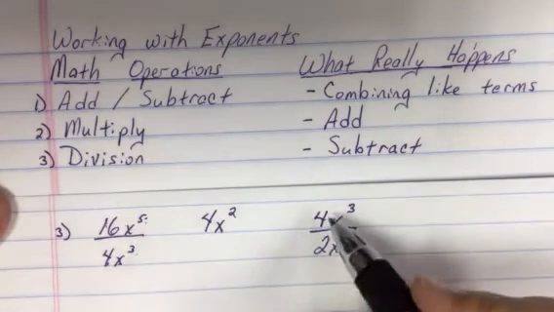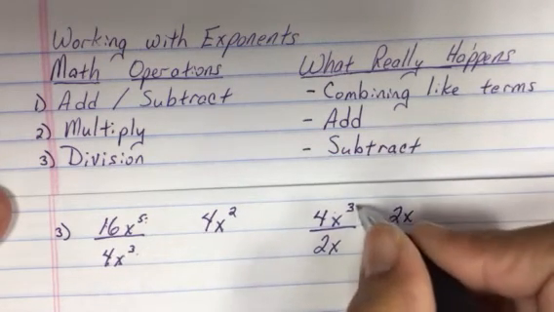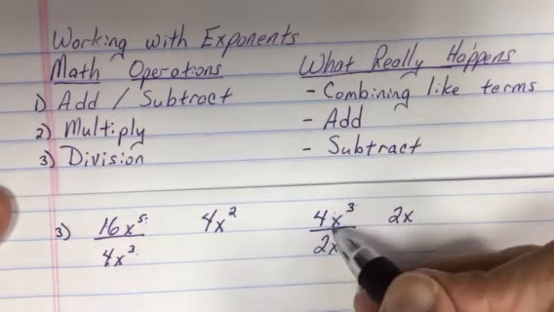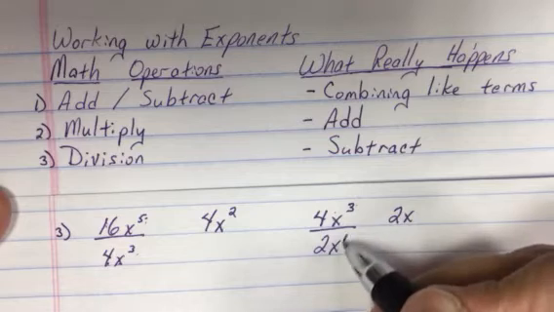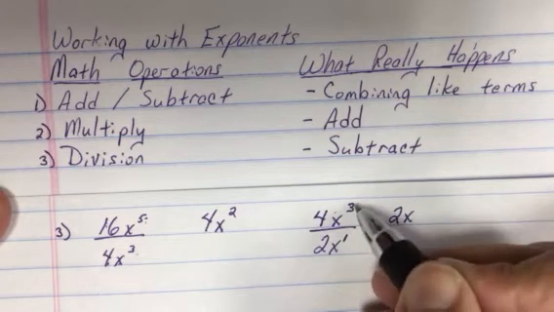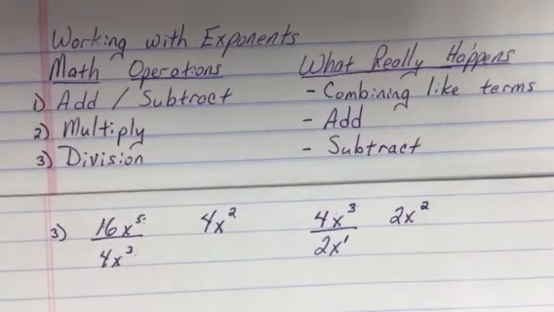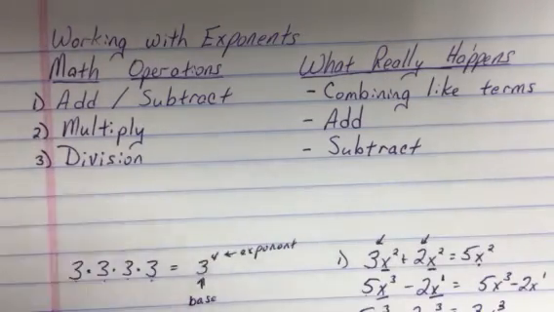Big numbers divide. 4 divided by 2 is 2. 3 minus 1. Because remember, 3x cubed divided by x to the first subtracts. And when there's no exponent, the exponent's 1. So 3 minus 1 is 2. I keep repeating that part because that's something students miss. So there's our basics. We need to talk about a couple more situations, though.